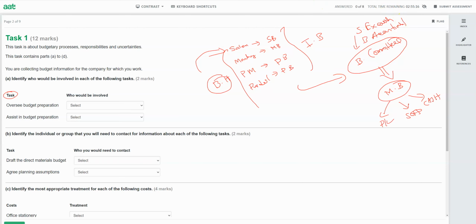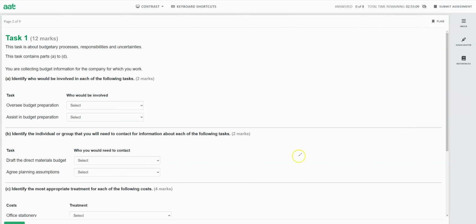If you go back to the question, we'd like to see what's happening. So let's have a look. The first one is oversee the budget preparation. Remember that overseeing or looking after the budget is the responsibility of the budget committee. The budget committee are the people responsible for looking at the individual budget prepared by the budget holder. So they're the ultimate people. The budget committee oversee the budget, and they are the people who approve the budget if everything is okay.